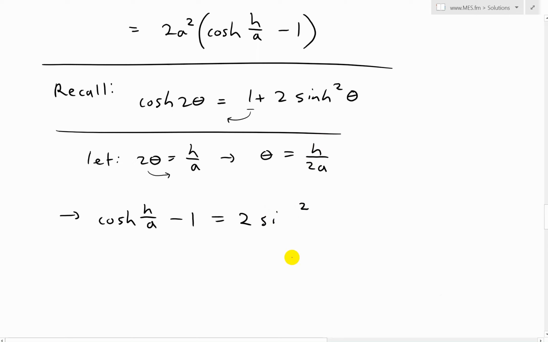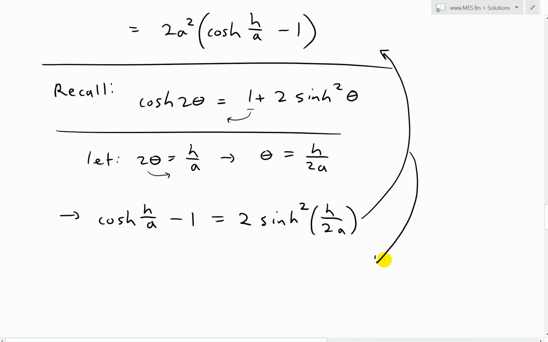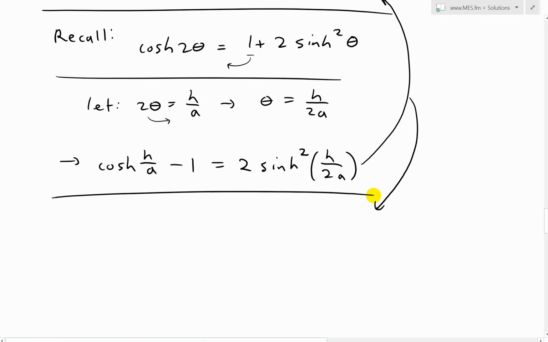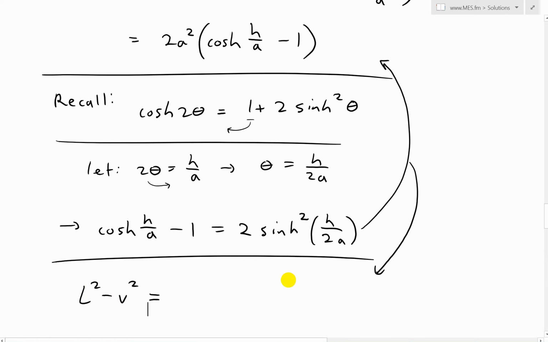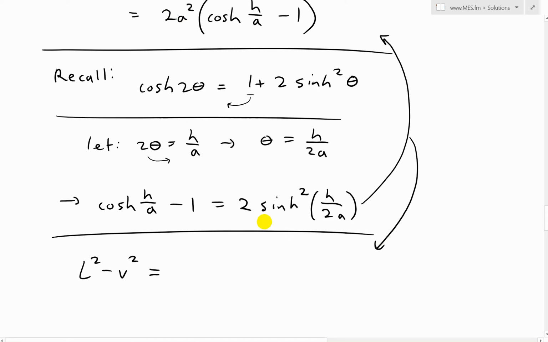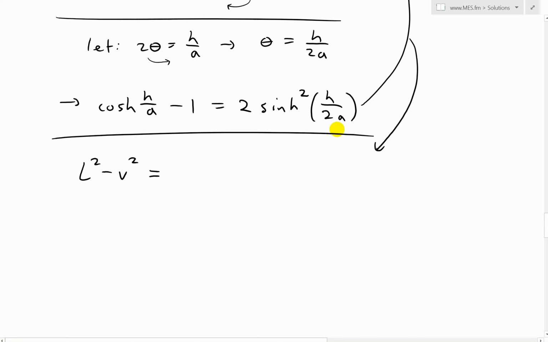Put this a bit neater, so sinh, and then this is going to be h over 2a like that. So that's what we have. Now we're going to throw this inside this formula there, and then throw that back down, and what we end up getting is, thus, L squared minus V squared equals, when we move this over there, a 2 times it by, there's a 2 there, so that becomes 4a squared sinh squared h over 2a like that.